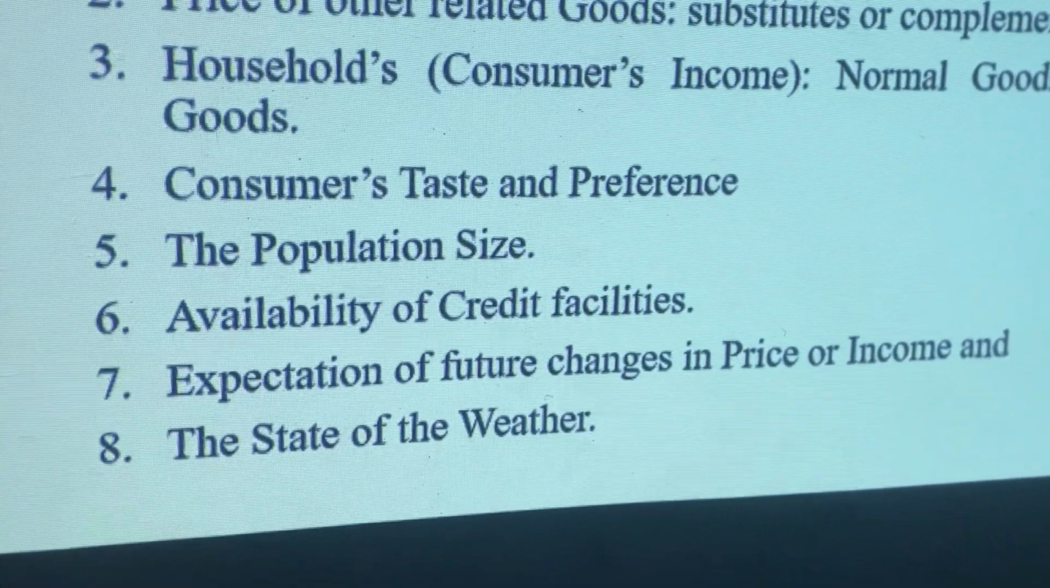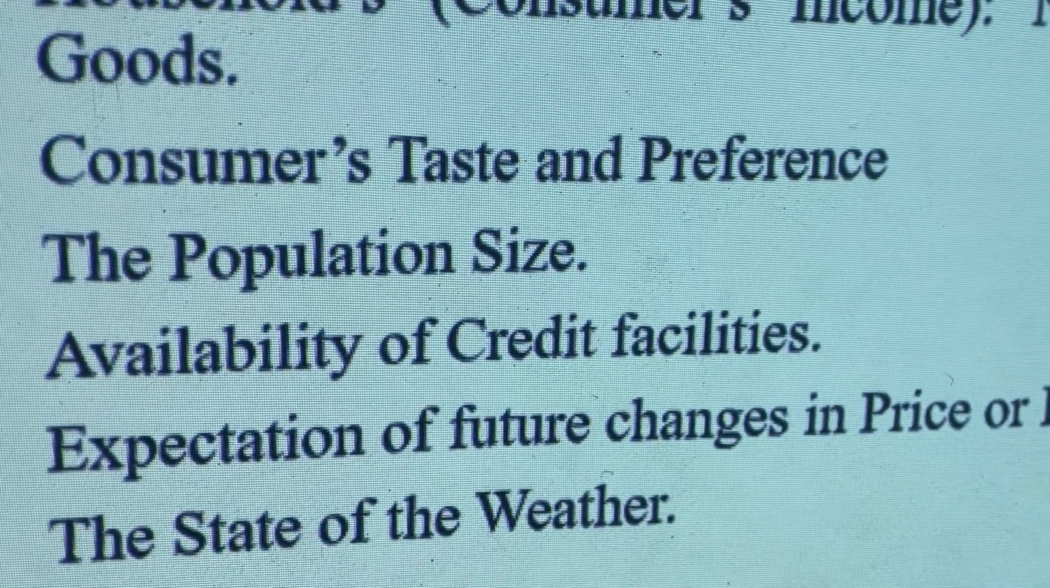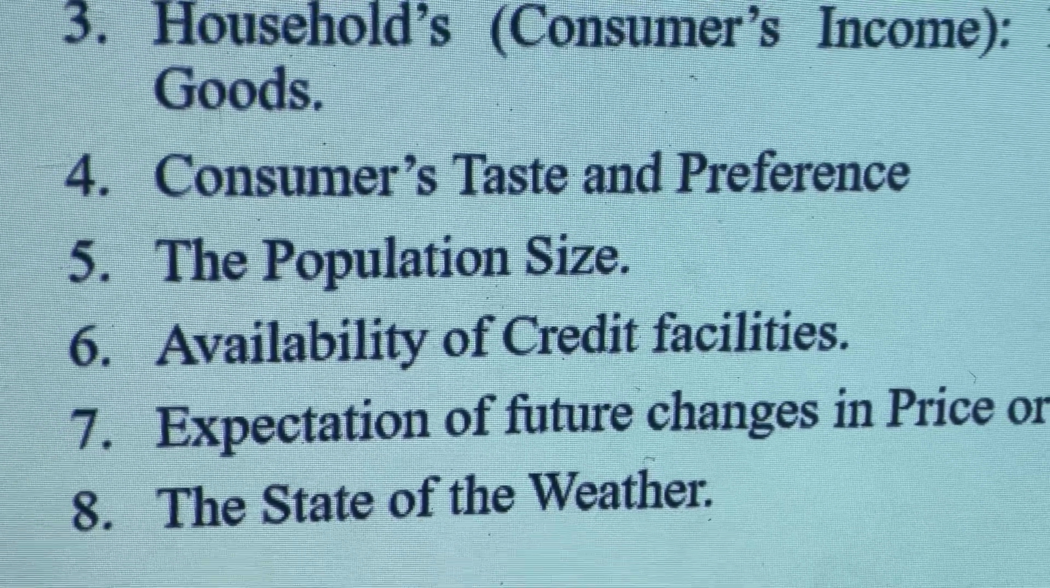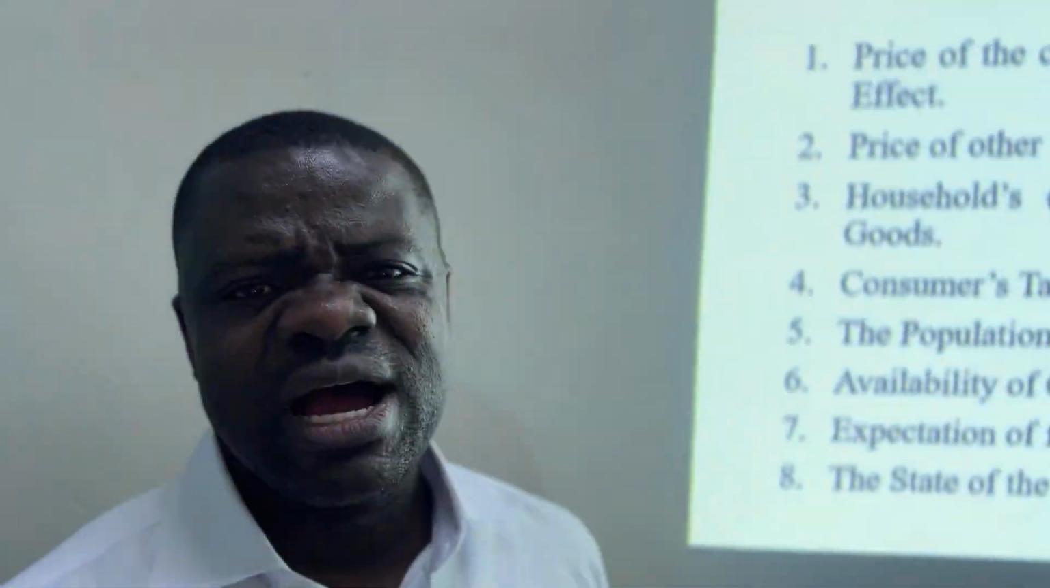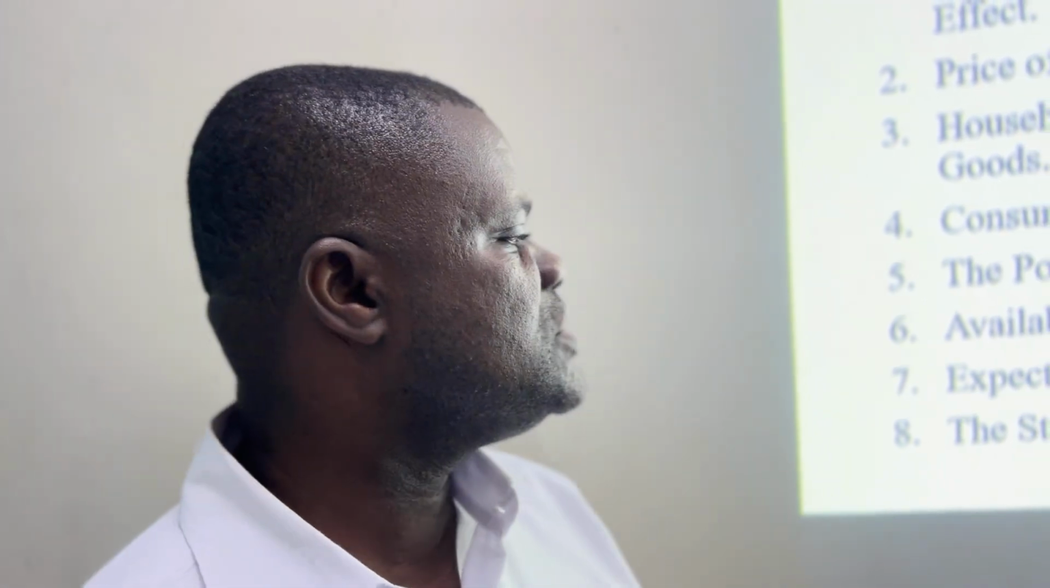Then, availability of credit facilities. When consumers get access to credit, access to loans, and what have you, other things being equal, they are going to demand more. But when people don't have access to credit... some time ago in Ghana, banks were chasing people for loans. And I remember in that year, a lot of people were buying cars just like that, because people had access to credit facilities. So when people have access to credit facilities, other things being equal, they express more demand for goods and services.